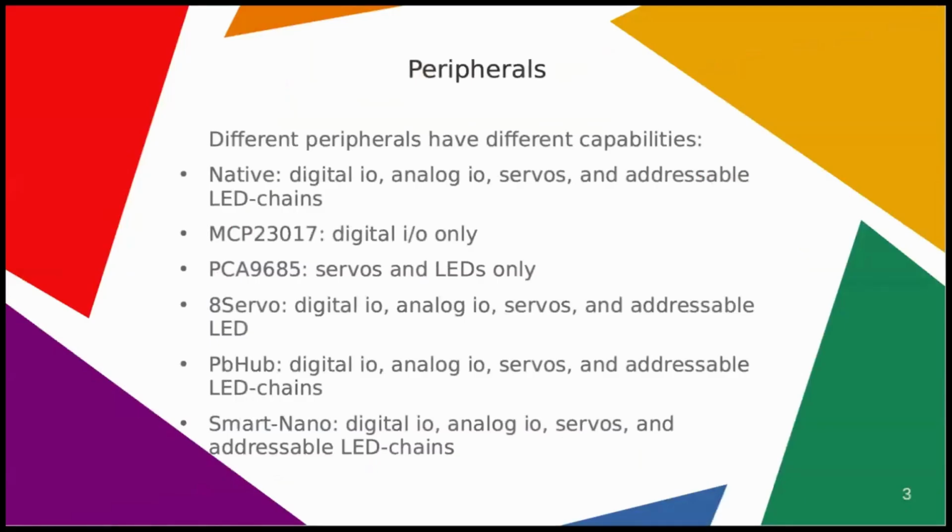So different peripherals have different capabilities. So native can do almost everything. The 23017 can only do digital I/O. The PCA 9685 can drive servos, but you can also use it to drive LEDs, which is kind of nice because you can set their brightness levels. The 8 servo can do almost everything, as the PB hub can do almost everything. And then the smart nanos can do anything the native thing can do.